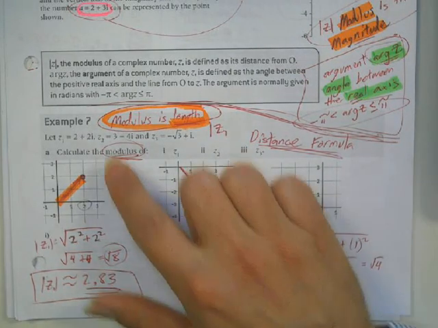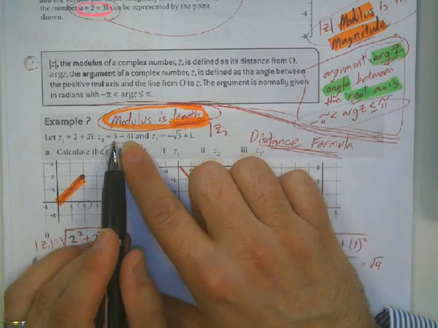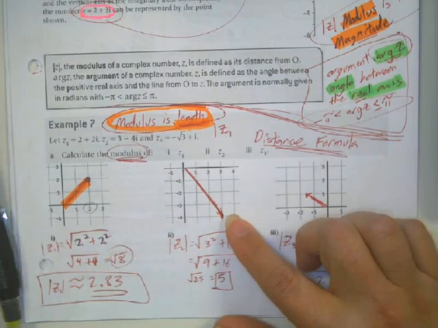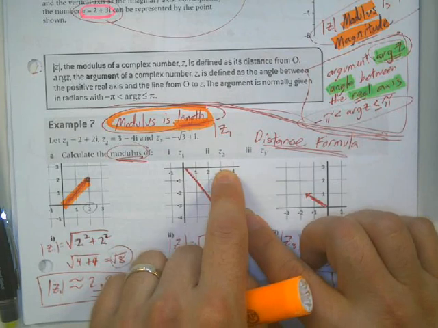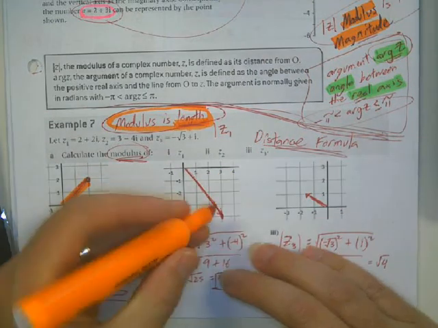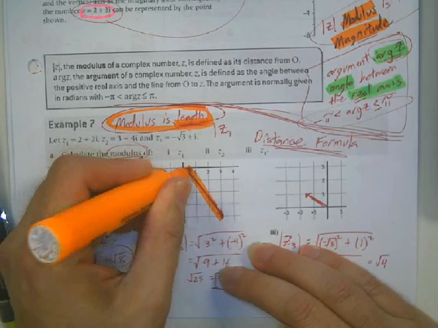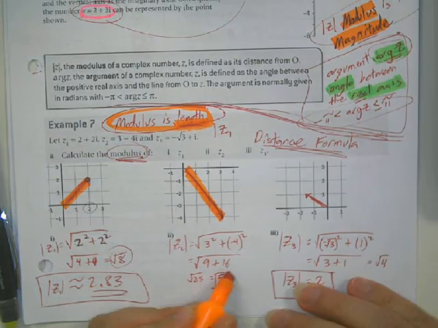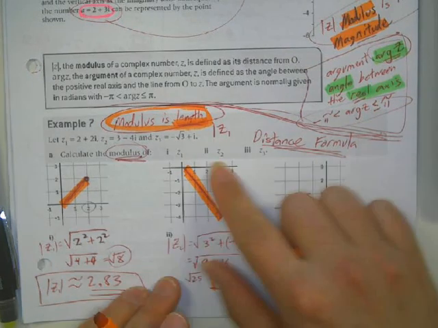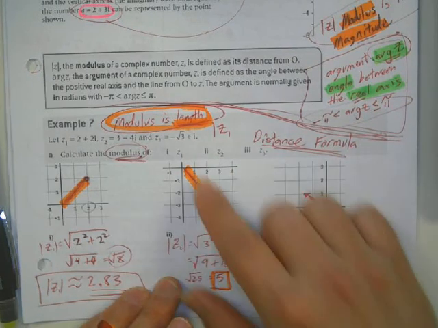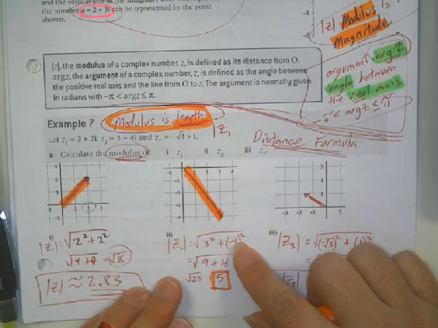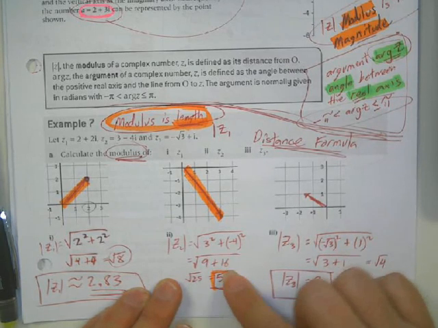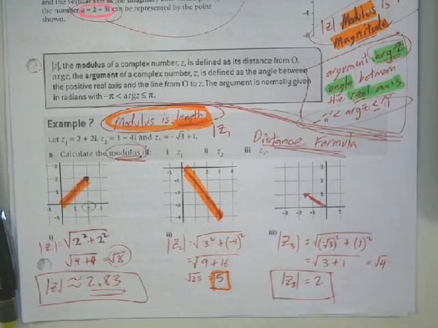The next one, I've got this vector is 3 minus 4i. So I'm going to go 3 in the real direction and down 4 in the imaginary direction. And so my modulus is the length of this orange line. So I'm going to take the 3 and square it, and take the negative 4 and square it. Then I end up with 9 plus 16, which is square root of 25, which gives me 5.